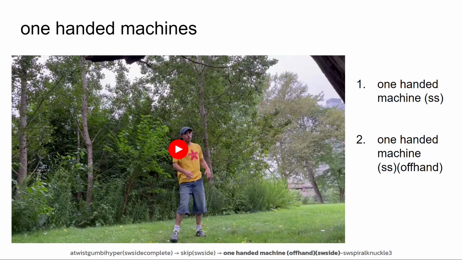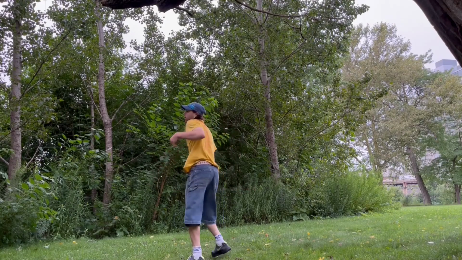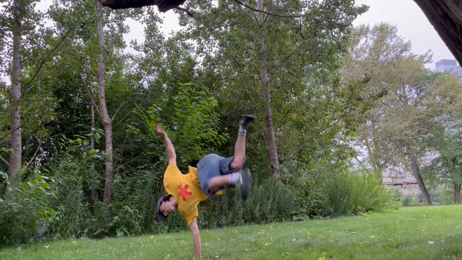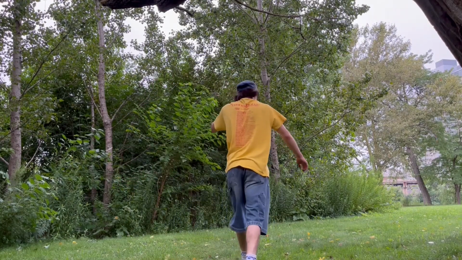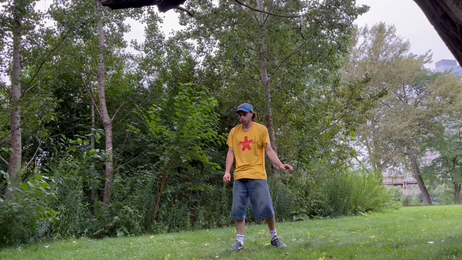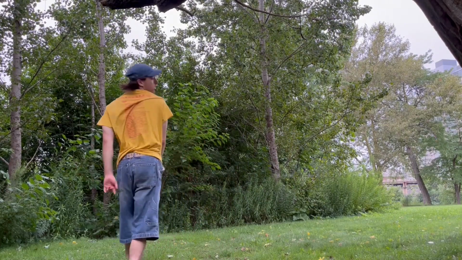So the first part of this is one-handed machine with the offhand. So here's a comparison between the regular and the offhand. Much like cartwheel, the reason that it's the offhand is because it is the one that you put down second. So a one-handed cartwheel, on the left side, your left hand goes down. But if you do an offhanded cartwheel, your right hand would go down. And it's the same for a machine.